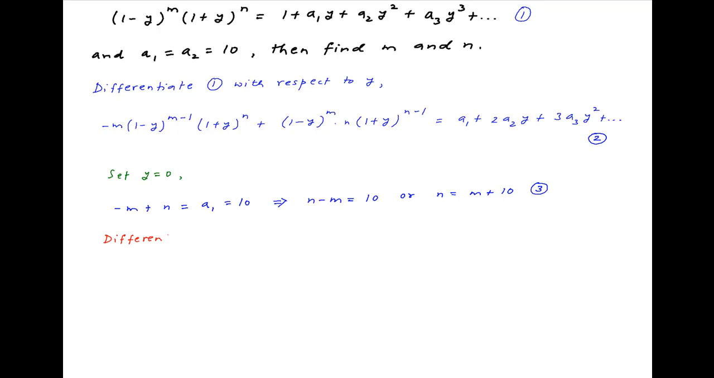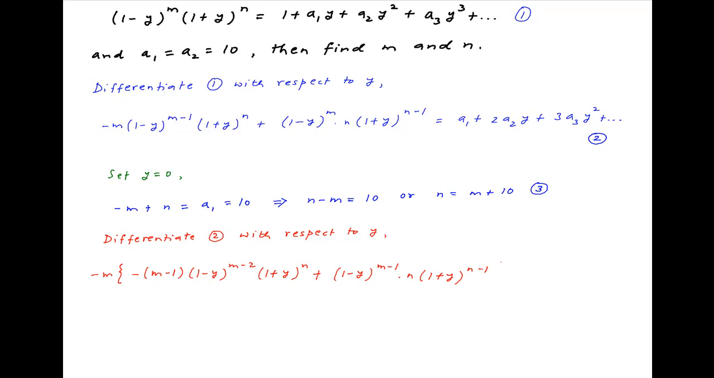Now let's differentiate result 2 with respect to y on both sides. On the left hand side, again applying the chain rule, the differential of the first term is minus m times, in brackets, minus (m minus 1) times (1 minus y) raised to the power m minus 2, times (1 plus y) raised to the power n, plus (1 minus y) raised to the power m minus 1 times n times (1 plus y) raised to the power n minus 1. And the differential of the second term is n times, in brackets, minus m times (1 minus y) raised to the power m minus 1 multiplied by (1 plus y) raised to the power n minus 1, plus (1 minus y) raised to the power m times (n minus 1) times (1 plus y) raised to the power n minus 2.